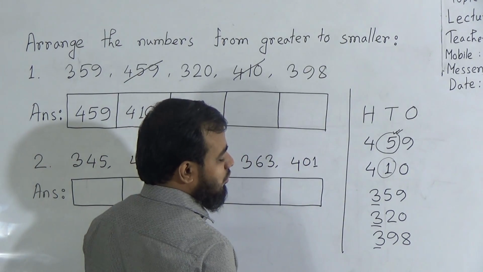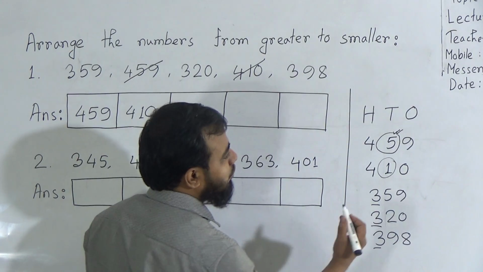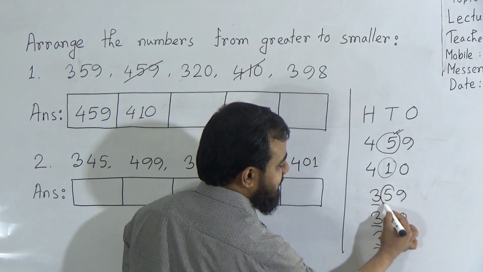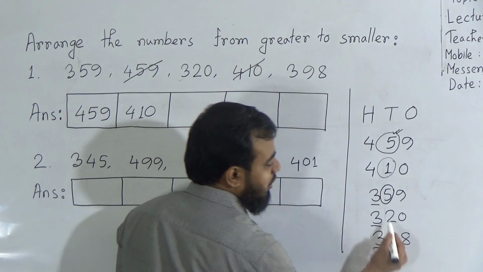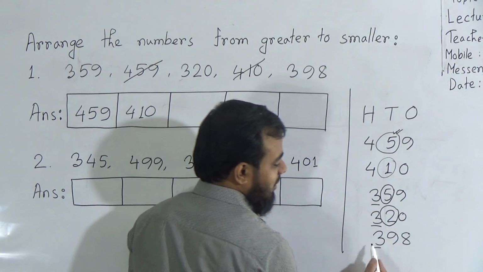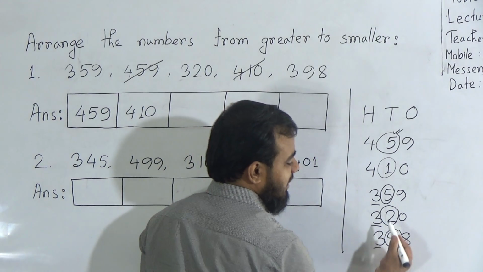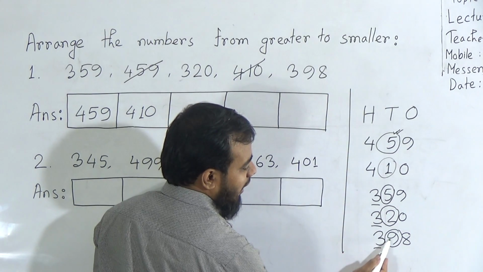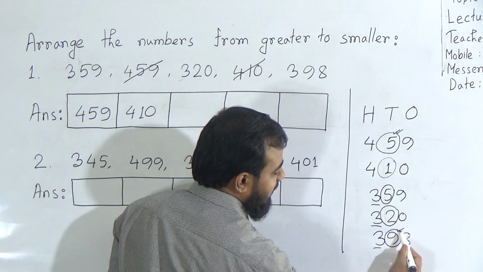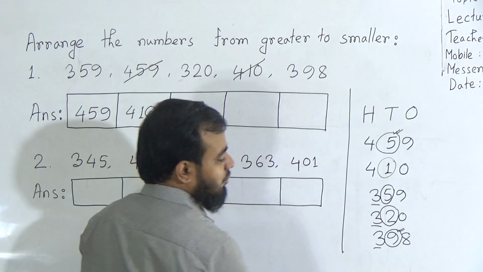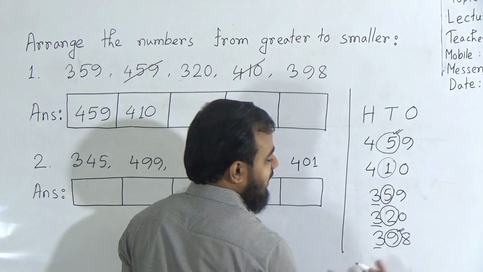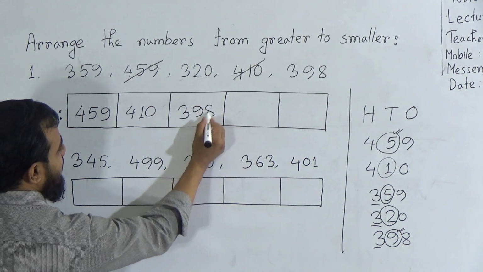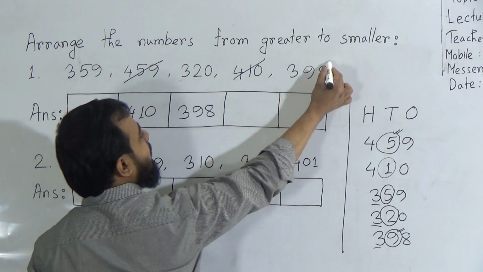Now all the numbers have 3 in the hundreds position. So to find the greater number, we have to go to the next place, that means the tens place. In the tens place, 359 has 5, 320 has 2, and 398 has 9. So which number is greater, 5, 2 or 9? 9 is greater among these 3. So 398 will be our next greater number. So write down 398 and we cut 398 from the question.